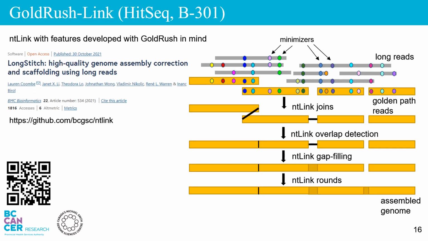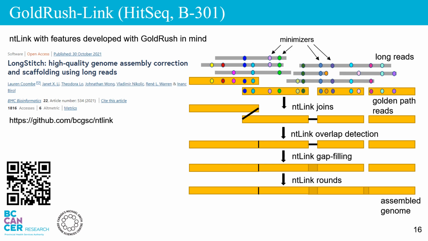After the assembly is polished and corrected, it is sent to GoldRush-Link for scaffolding. GoldRush-Link is NT-Link with features developed with GoldRush in mind and applicable to all assemblies. The long reads and the golden path reads are first hashed into their minimizer form. Minimizers are a reduced representation of the read. The minimizers are then used as evidence for NT-Link joins.